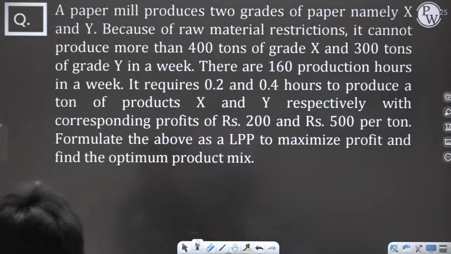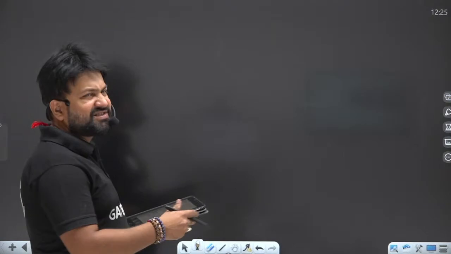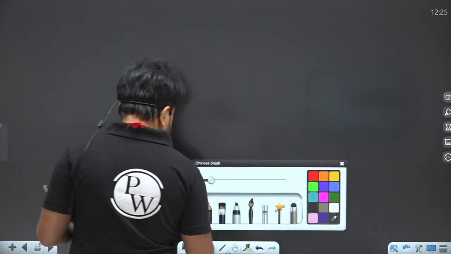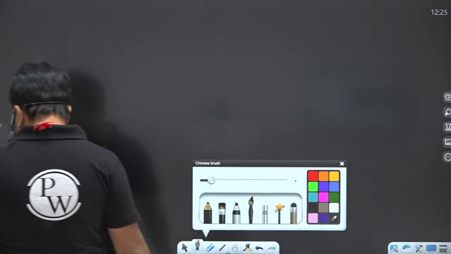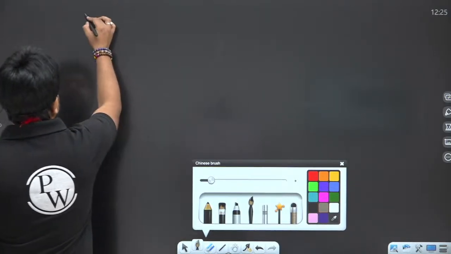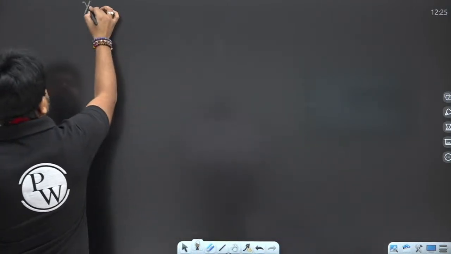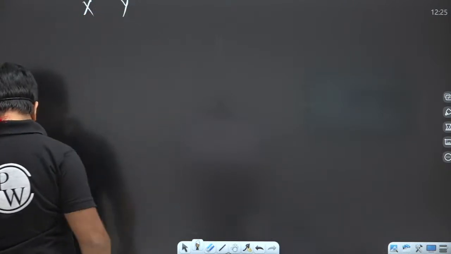Now I'm going to write the constraint equation. I'm changing the slide because the space is not sufficient for me. Now I have the question in my tab because it's not possible to go to the previous slide and come back to this slide. What does the question say? A paper mill produces two grades of paper, namely X and Y.